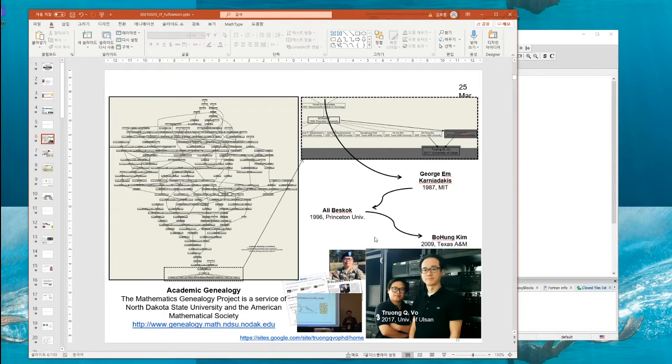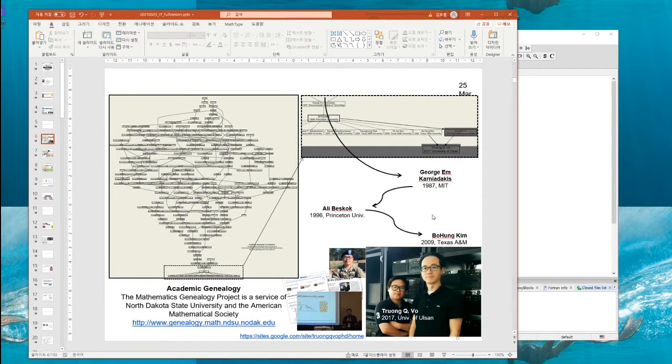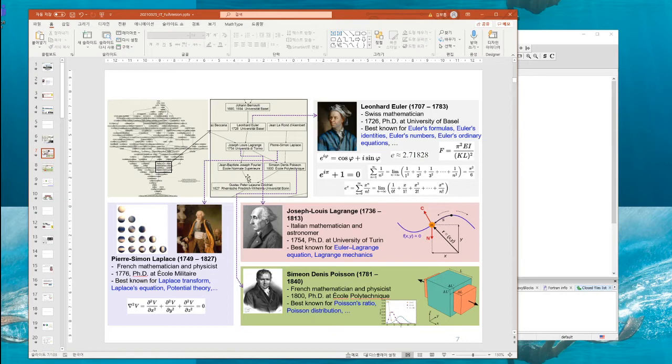And I also learned from Dr. Ali Beskok, as I said before, and Dr. Ali Beskok learned from George Karniadakis. All this knowledge that I'm continuing with from my PhD did not just come out of nowhere. It has actually a pretty long history that my advisor Ali Beskok gave me, and this is my academic family tree. When I take a look inside it, I can find many famous names, like Leonhard Euler, Joseph Lagrange, Denis Poisson, Laplace. All these names can be found in a textbook.